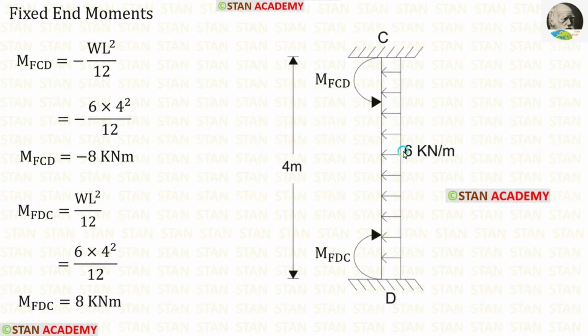Now let us find the fixed end moments in the column CD. In the column CD also, there is UDL 6 kN per meter acting for the full span. The formulas to find the fixed end moments are minus WL square upon 12 and positive WL square upon 12. Here W is 6, L is 4. When we apply the values in the formulas, we are getting M of CD and M of DC.